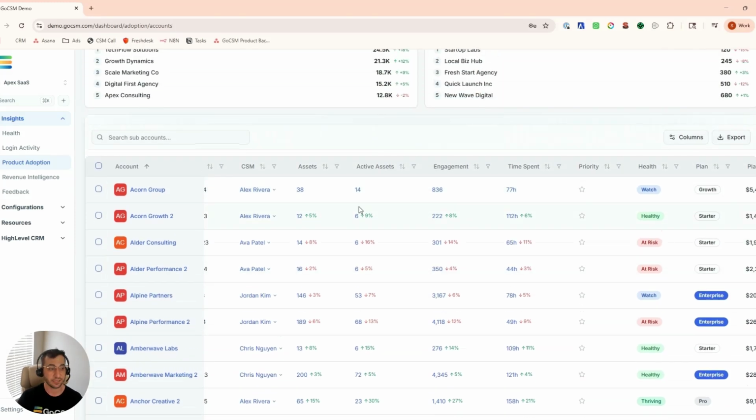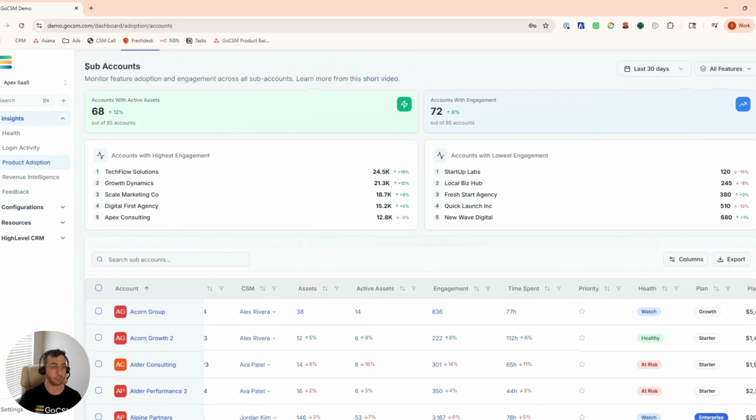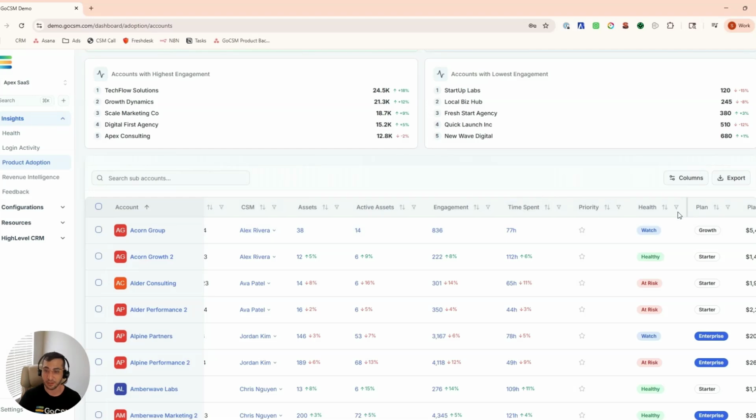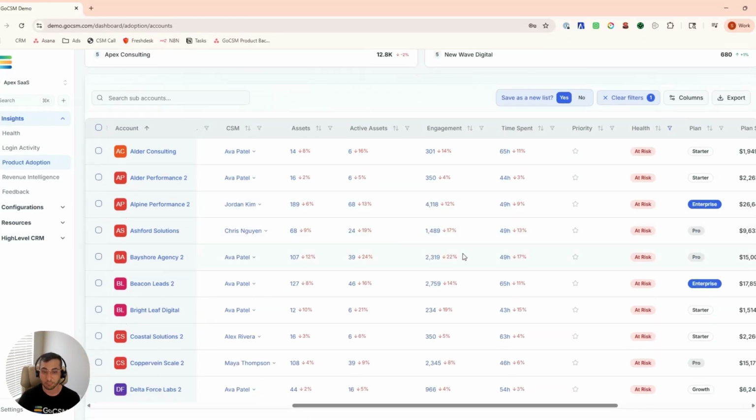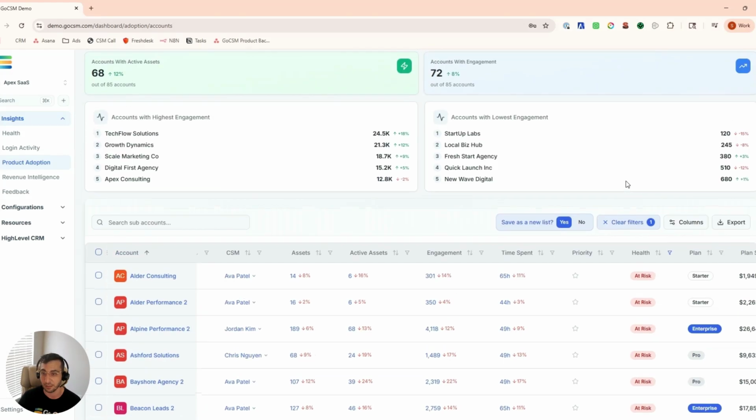All of the tables inside of GoCSM, for example, the sub accounts table of accounts here, a lot of the columns have filters. So you can use these filters to create a filter of, for example, all clients who are at risk and take a look at red flags within them. For example, this account Bayshore agency has 22% drop in engagement across all of the assets, and the time spent has dropped by 17%. This is definitely something that you should take a look at.